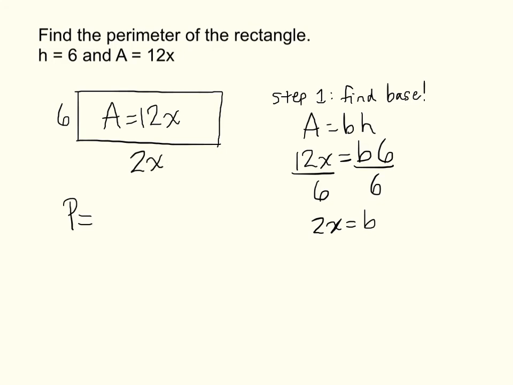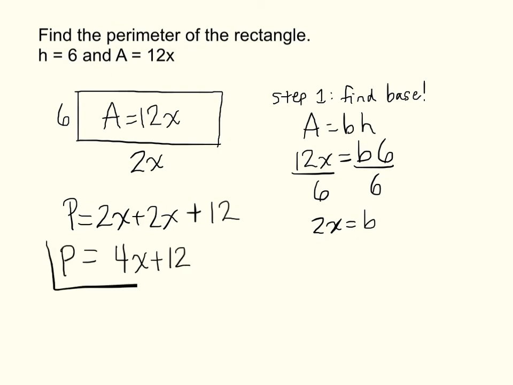Now I can find my perimeter. My perimeter is going to be 2x plus 2x because we have both a bottom and a top there. And then we also have the 6 plus the 6. So that's going to be plus 12. So now we have 4x plus 12 is my perimeter, and that's my answer.